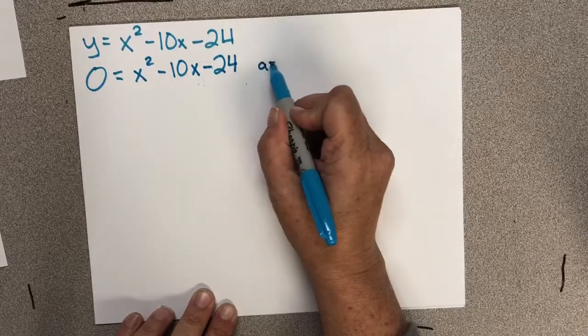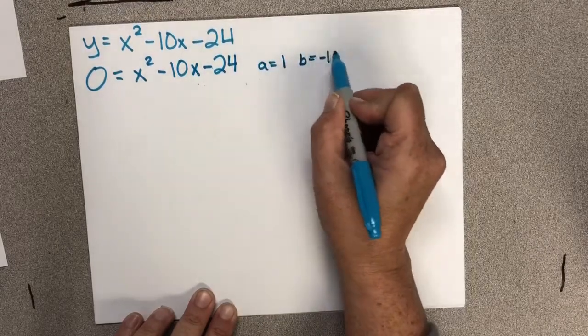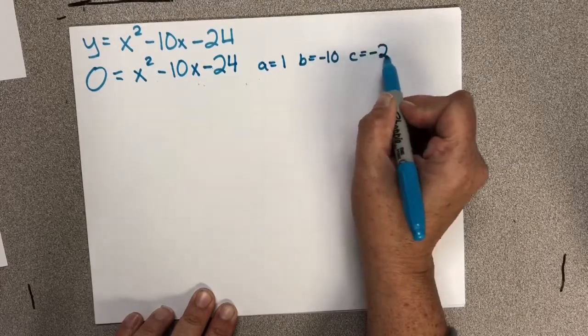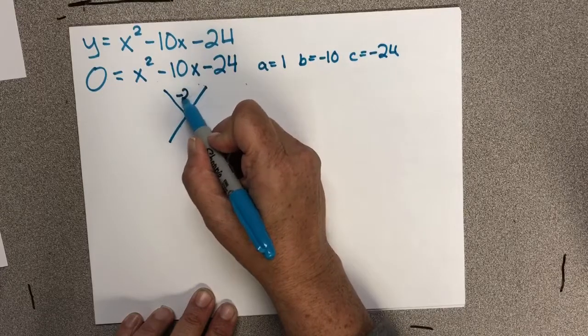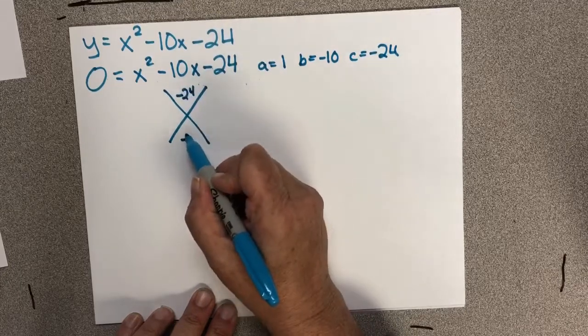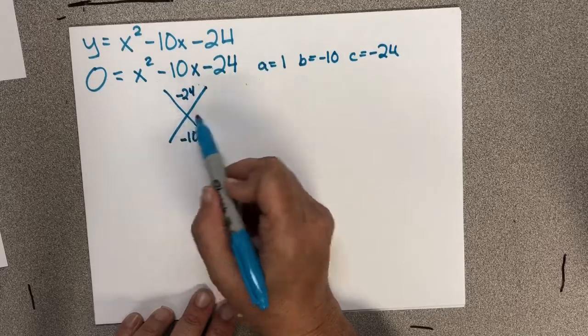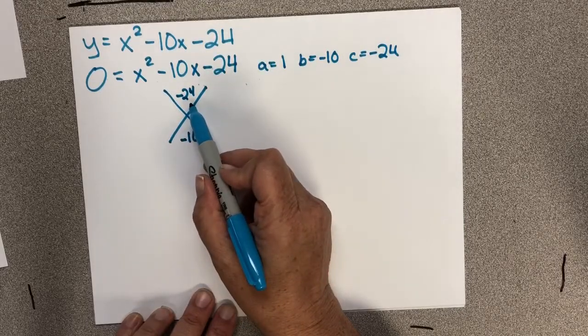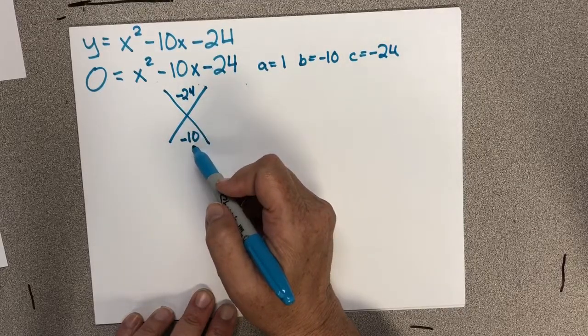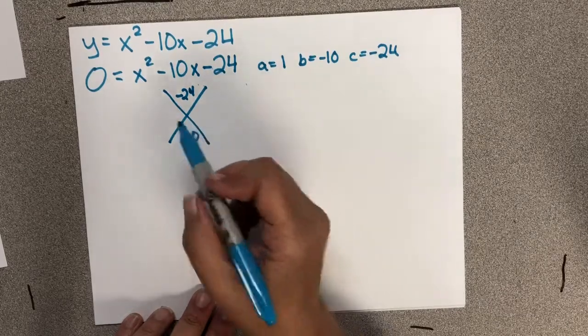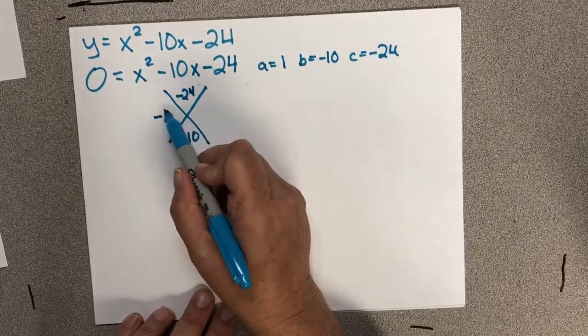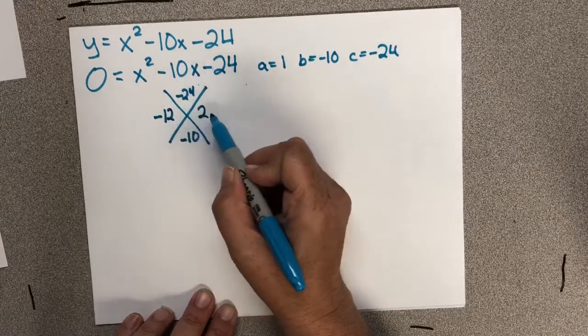So I'm going to need a equals 1, b equals negative 10, c equals negative 24, and there's negative 24 because that's a times c, and there's negative 10. So I'm looking for two numbers whose product is negative 24 and whose sum is negative 10. You should pause right now if you would like a chance to figure those out on your own. Those factors are negative 12 and positive 2.